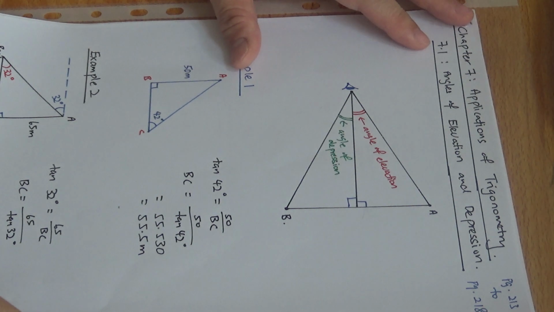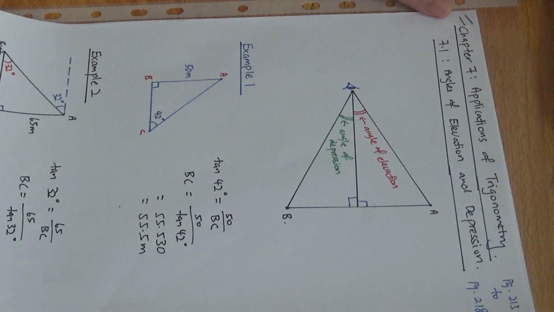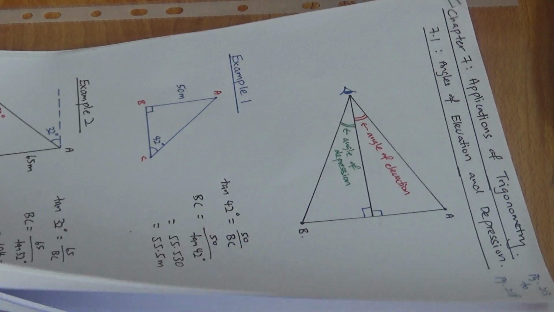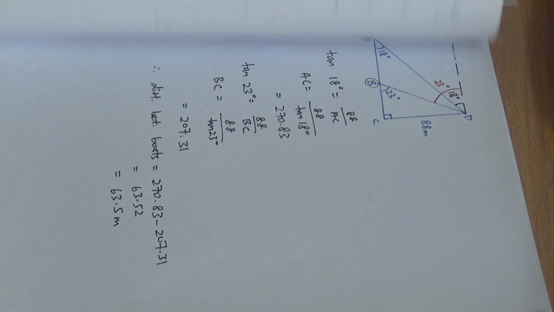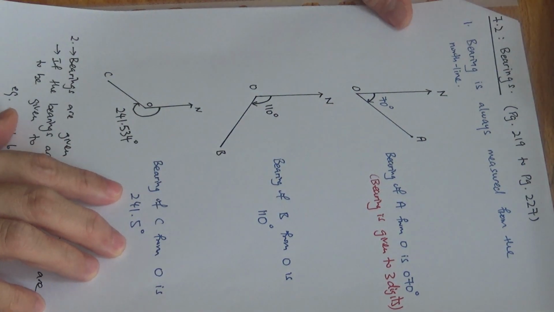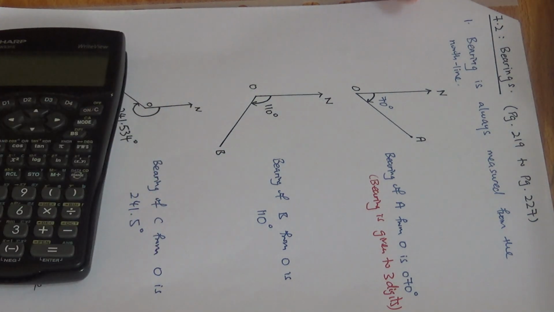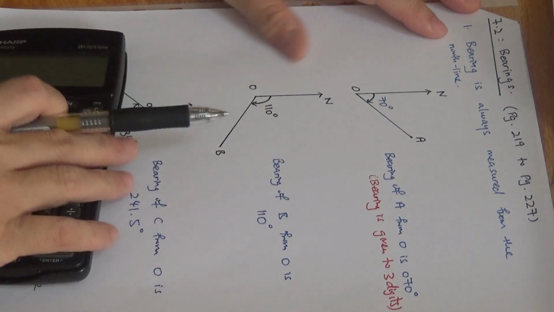Okay, alright, now I'm going on to just the basics of bearings of section 7.2. This is found on page 219. Okay, page 219 to page 227. Now, the more difficult parts of bearing will be done in the next lesson, not in this lesson. I just want you to know how to take bearings from certain points. Okay, now, let me just go through the basics first.